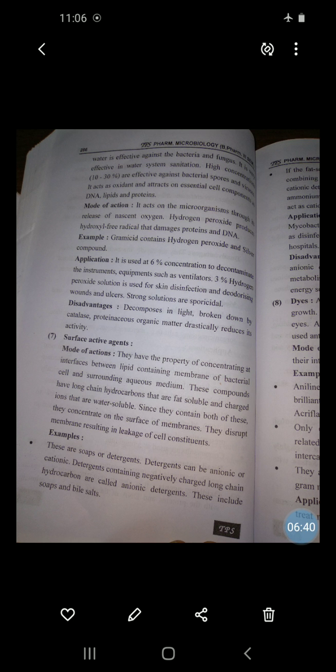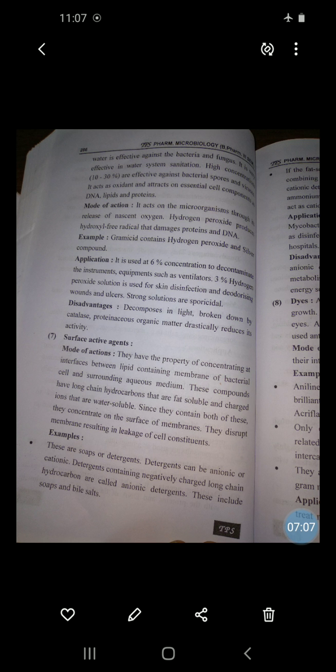Then we will see the mode of action. It acts on the microorganism through its release of nascent oxygen. Hydrogen peroxide produces the hydroxyl free radical that damages the proteins and the DNA. Examples: germicides containing hydrogen peroxide and silver compounds.